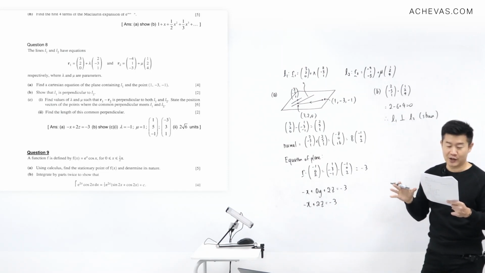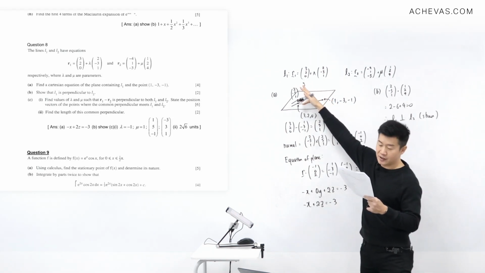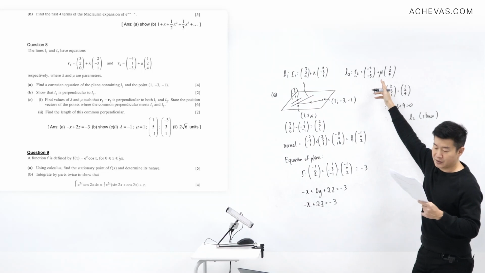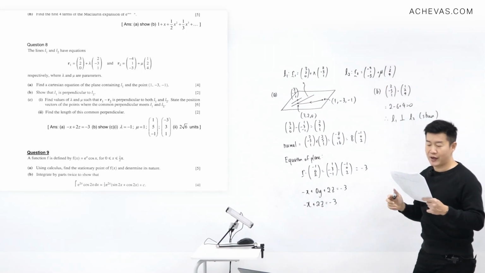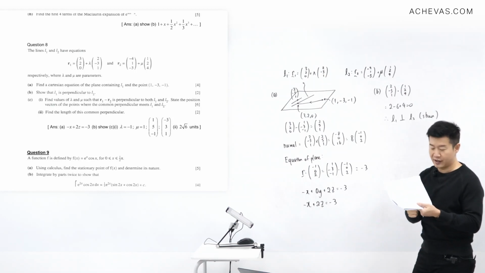We want to find the values of lambda and mu such that R1, which is the one lying on L1, minus R2, which is the one lying on L2, is perpendicular to both L1 and L2. And we are supposed to state the position vectors of the points where this common perpendicular is going to be meeting L1 and L2.